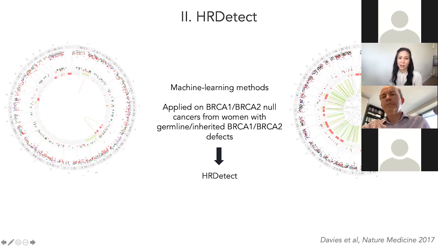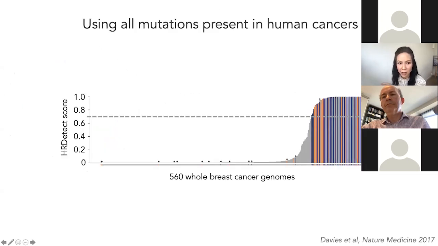So HR-Detect is an algorithm to predict BRCA-ness, and that's because tumors with BRCA1 and BRCA2 deficiencies are believed to be sensitive to PARP inhibitors, and about 1 to 5% of breast cancers are believed to come from women who have inherited BRCA1 and BRCA2 defects. So we trained our algorithm on germline BRCA1 and BRCA2 mutation carriers. We used machine learning methods similar to MMR-Detect and created this classifier called HR-Detect. High HR-Detect scores predict BRCA-ness and low scores predict not.